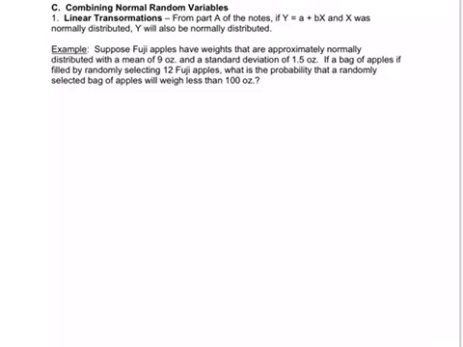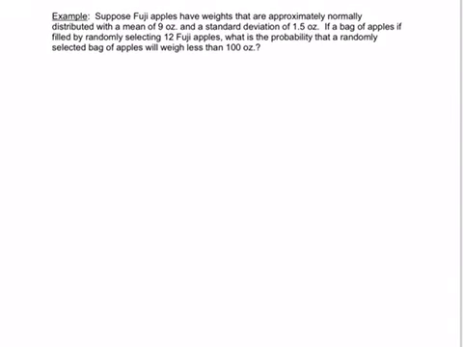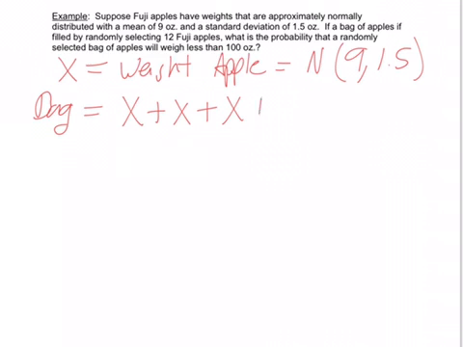All right, so coming here, we are going to look at random variable x, where x is going to be the weight of an apple. And we are told that apple weights are normally distributed with a mean of 9 and a standard deviation of 1.5 ounces. Now, a bag of apples is going to be created by putting 12 apples in the same bag. So you're going to get an apple, put it in the bag, then another apple, put it in the bag, another apple, put it in the bag, etc., until you get out to that 12th apple.